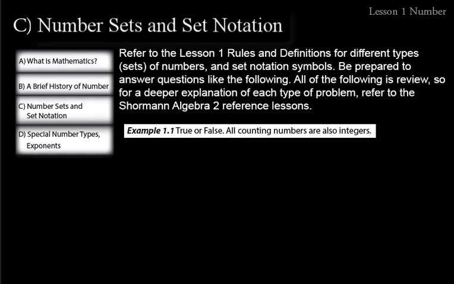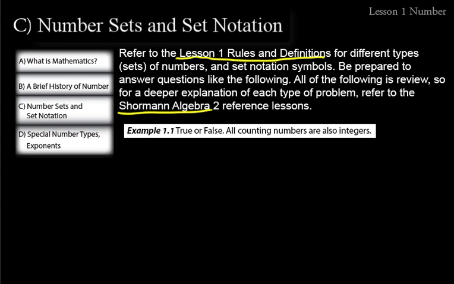Now let's move on to part C and start doing some examples. Number sets and set notation. Refer to the lesson 1 rules and definitions for the different types or sets of numbers, like real numbers, rational numbers, etc., and the set notation symbols. Be prepared to answer questions like the ones that follow here. All of this is review from Shormann Algebra 2. Use the lesson references for Shormann Algebra 2 on the e-learning campus as you need to if this is totally new to you.